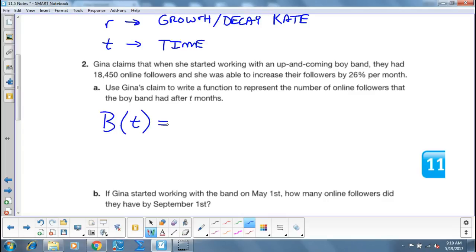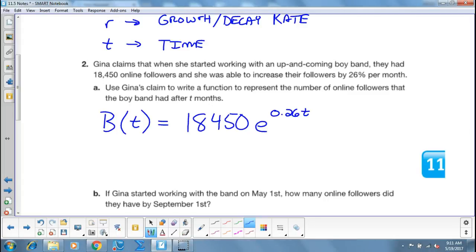How many did they start with? 18,450. And then we got e, right? What's our growth rate? 1.26. No, 0.26. Because it's e, it's just 0.26t. Now, if this were the other one, where it would be 1 plus, then it would be 1.26. But this one's e. So that's my function.